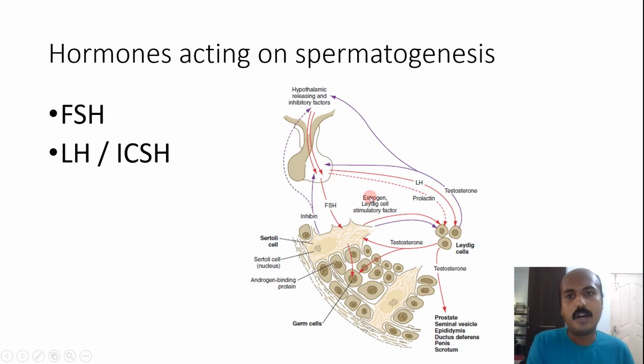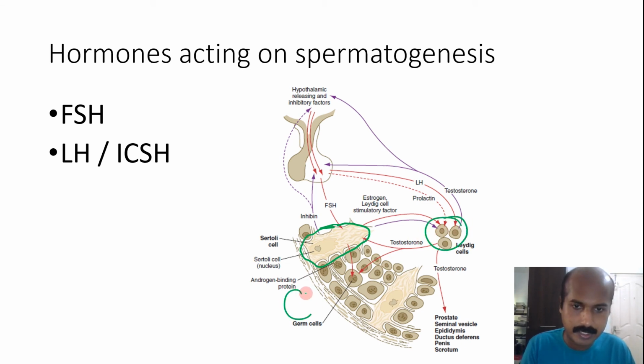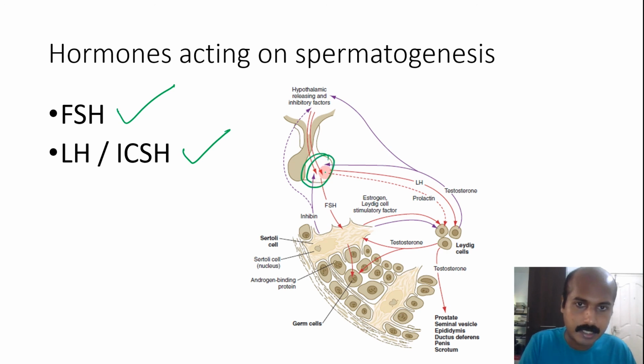Okay. Now, the hormones that are acting on spermatogenesis. I told you that you have Sertoli cells here. This is the Sertoli cell, and you also have Leydig cells. Leydig cells are found in the interstitium. Okay, here you will have clumps of Leydig cells in the interstitium. So the two gonadotrophic hormones that are important are FSH and LH. Okay, FSH and LH are produced by the anterior pituitary. The anterior pituitary is again under control of the hypothalamus. Okay, but FSH is going to act on the Sertoli cells.